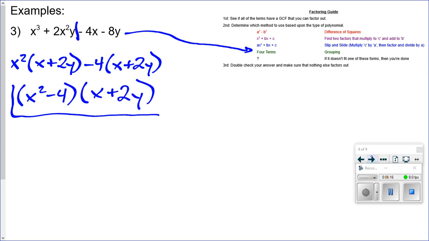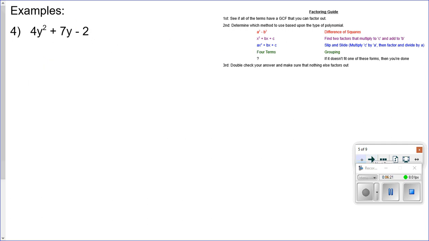All right, let's go to the next example. Remember, if you want, you're free to back up and look at an example again, right? So if you didn't follow something, just back up the video and watch me go through it again. All right. So example number 4 here. Is there anything I can factor out?